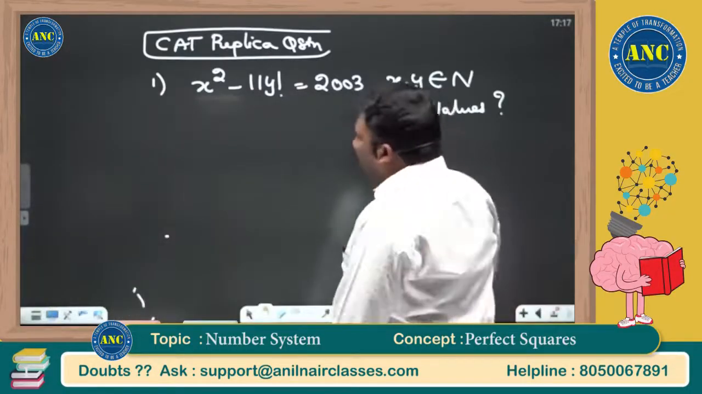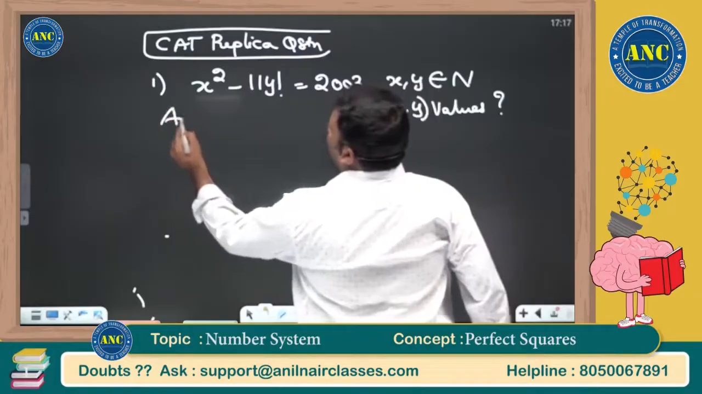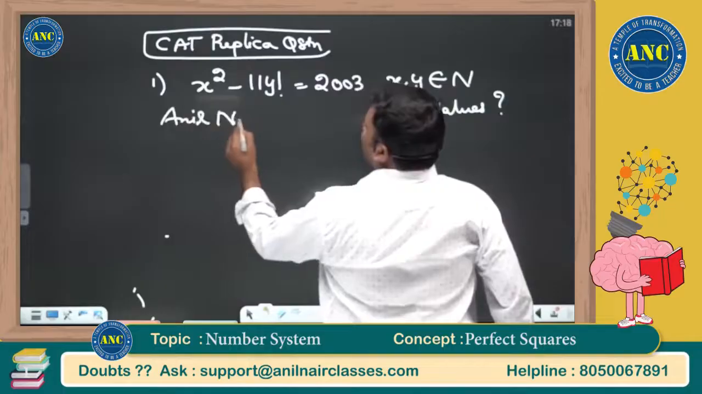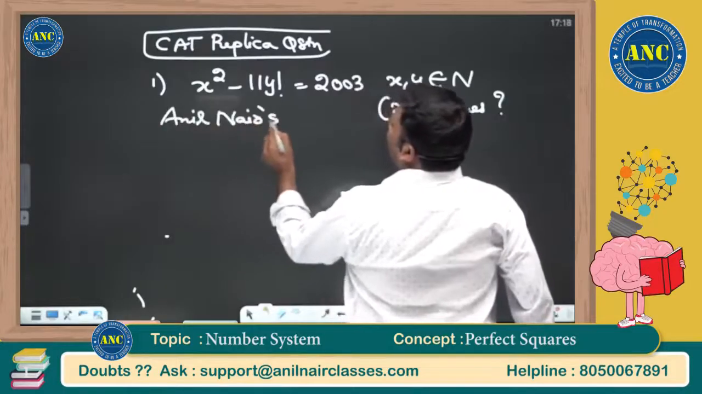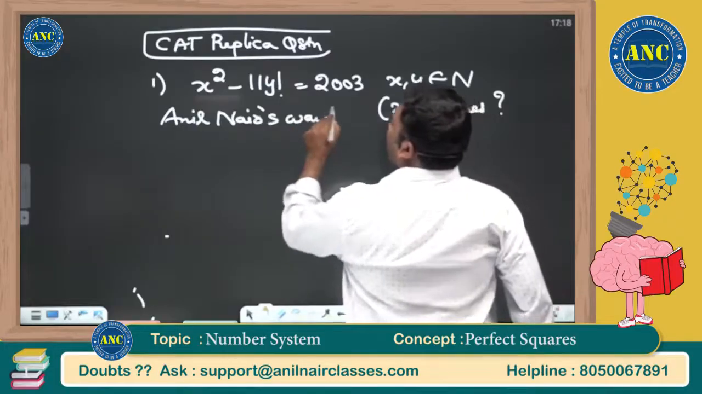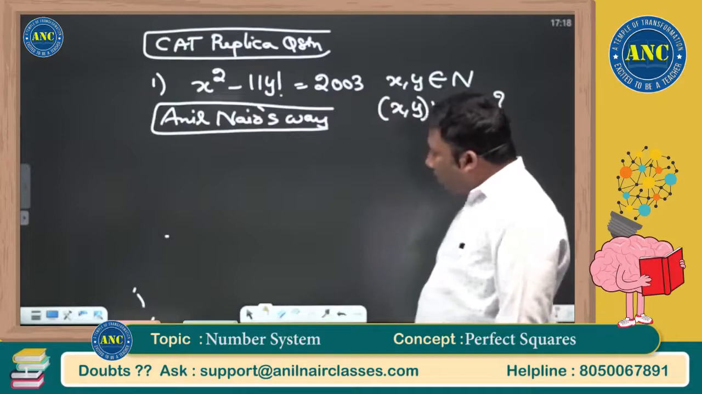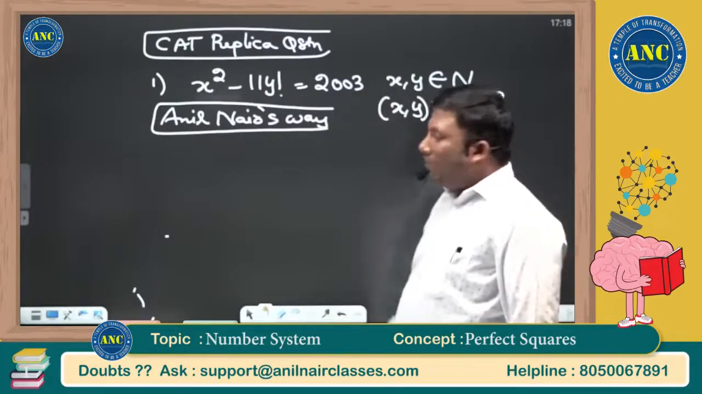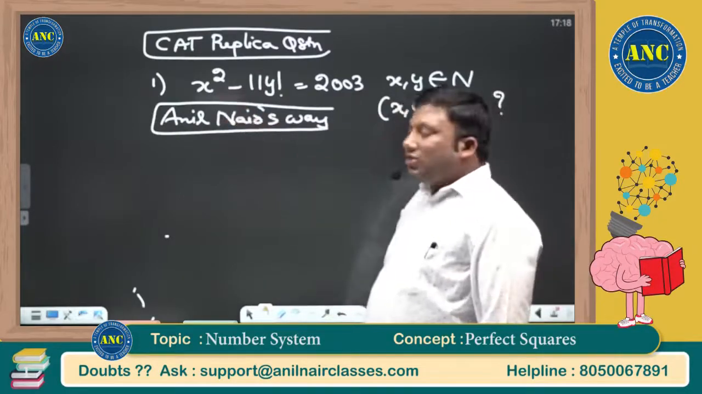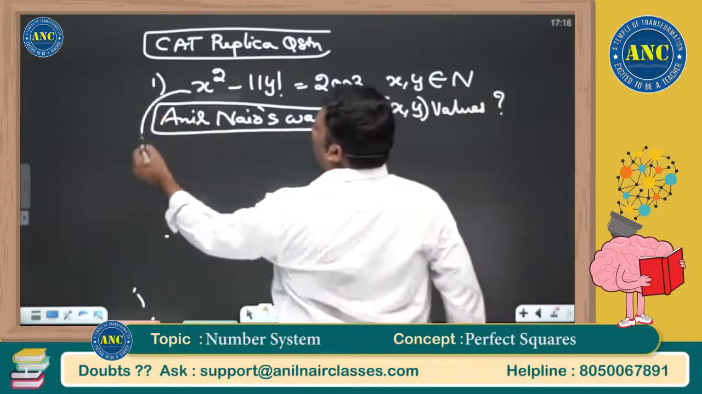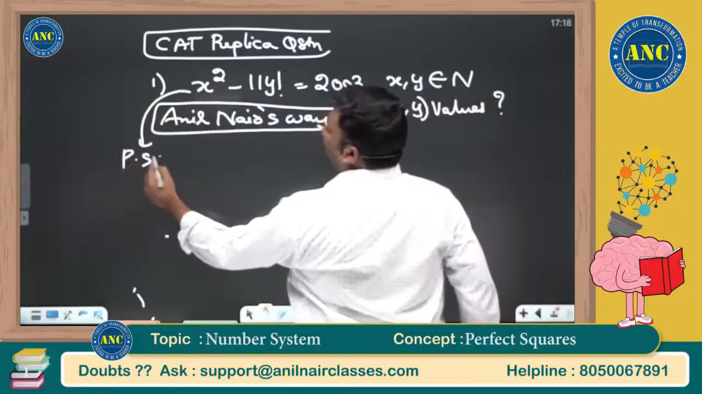Now see here, because you have listened to my class, let me solve it in my way, Anil Nair's way of solving this question. Every time I am solving a question, what is important to me is the root cause of the problem. X square is a perfect square.